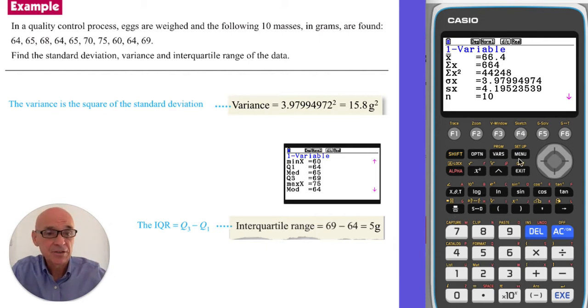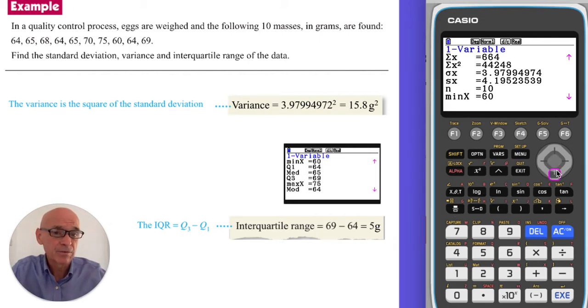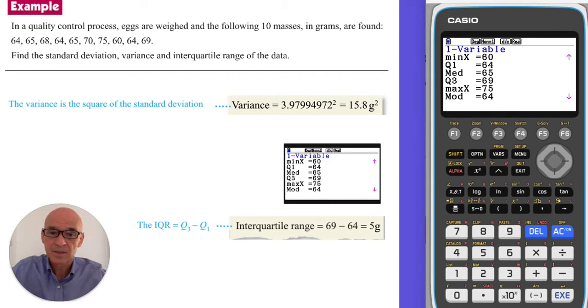And to work out the interquartile range, if we scroll down, we can take the lower quartile and the upper quartile. As you can see, the lower quartile is 64 and the upper quartile, Q3, is 69. So 69 take away 64 gives us the 5 grams, as you can see there.